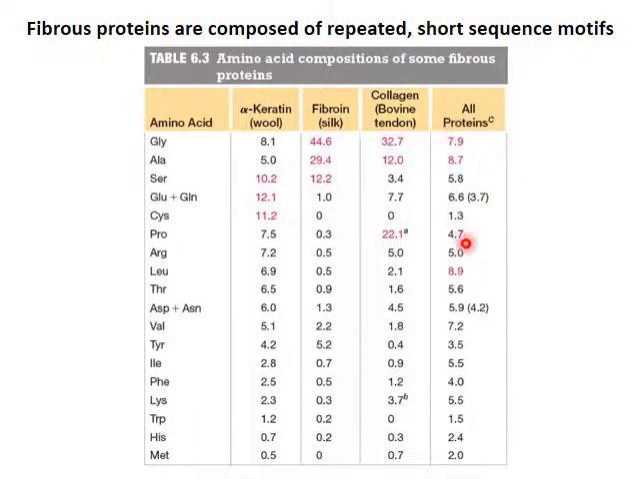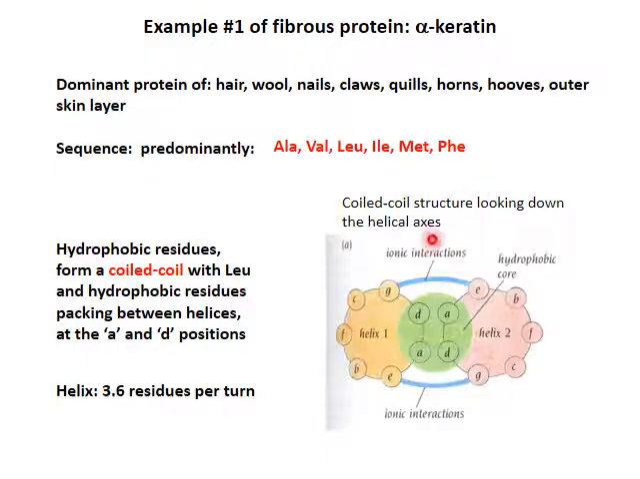And if you look at all proteins here, you can see that some of these numbers are extremely different from what we would consider in more globular proteins, like enzymes or binding proteins or transport proteins. So let's look at alpha keratin as our first example. This would be in hair and wool and nails and claws, the outer skin layer of animals. The amino acids are primarily alanine, valine, leucine, isoleucine, methionine, and threonine, very hydrophobic.